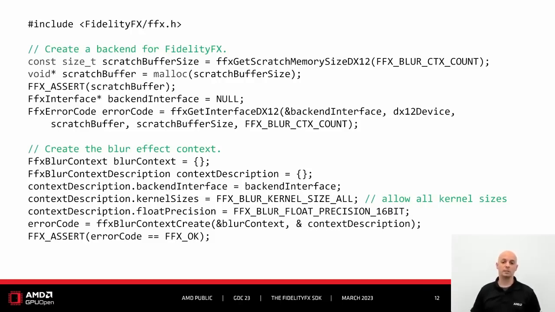Now, once the backend interface is set up, we initialize our effect context description. This tells the effect library how you would like to use the effect in question. In this case, we're creating a blur effect that will allow all kernel sizes to be supported dynamically and use the fast-packed math options in the shaders. Once the context is set up, we call FFX blur context create to create our effect context, and we're ready to start rendering blur.